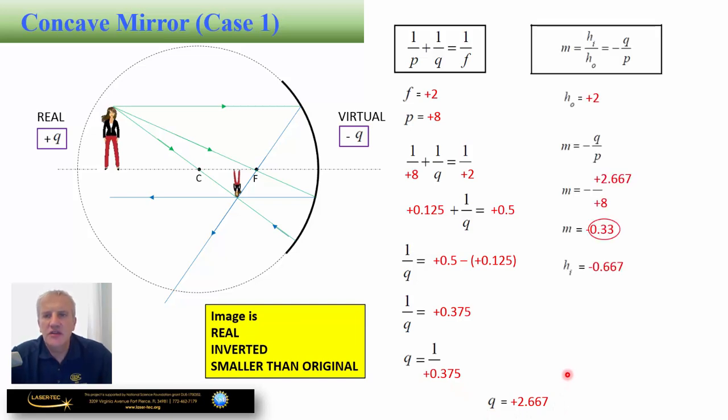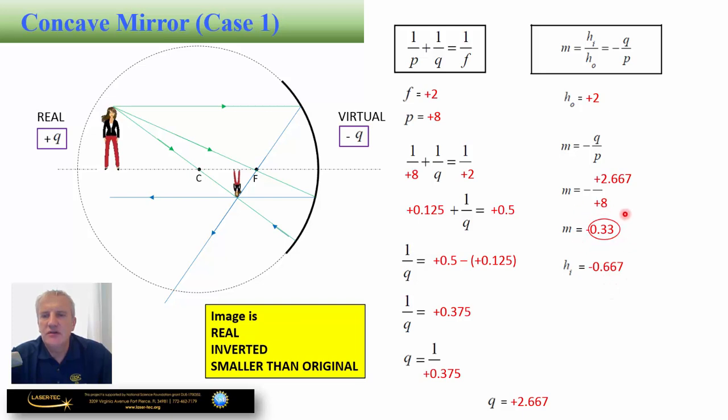We can further calculate the magnification for this case. So here's the formula for the magnification. We would assume that the height of the original is equal to plus 2, and then if we substitute for the P and Q in our magnification formula, we have for Q plus 2.667, and then for P we have plus 8. So if we do this division, we come up with a value of magnification of negative 0.33. And from this same formula, we can also calculate the height of the image as being minus 0.667.